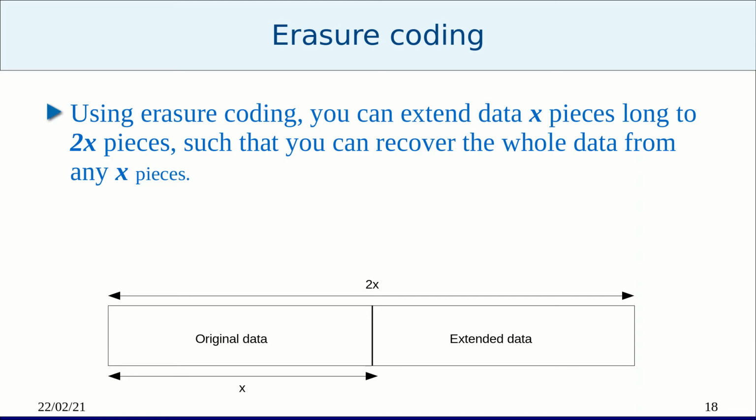With erasure coding, the basic idea is that if you have a file or some piece of data that is, for example, X pieces long, you can apply an erasure code to that data to extend it to 2X pieces long, so you're doubling the size of the data, and we call the latter half of that data the extended data. With this extended file, you can recover the whole data from any X pieces, or any half of the data. And so what that means is that if you lose any half of the data, you can recover the entire data from the other half, regardless of which half you lose, even if the pieces are not in order, for example.